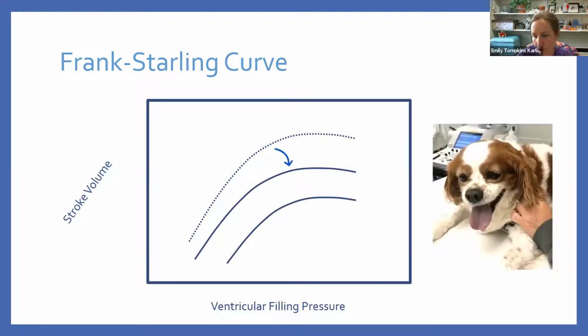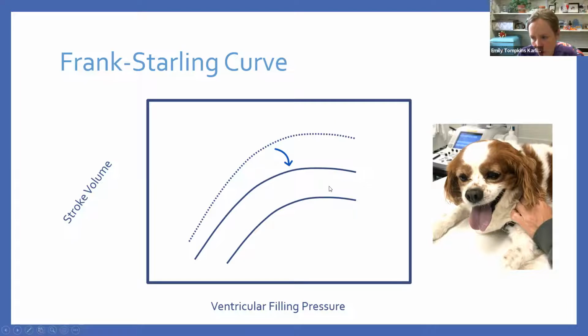But the reverse thing can happen if you have a failing heart. So now we still have our dotted curve in the middle, which is the normal. And if your heart starts to fail, then the curve shifts down and to the right. And so now for any given ventricular filling pressure, we have a lower stroke volume than we would normally have had before. And so that's not a good thing, which means that to maintain the same stroke volume that you had before, you would have to have a higher ventricular filling pressure.